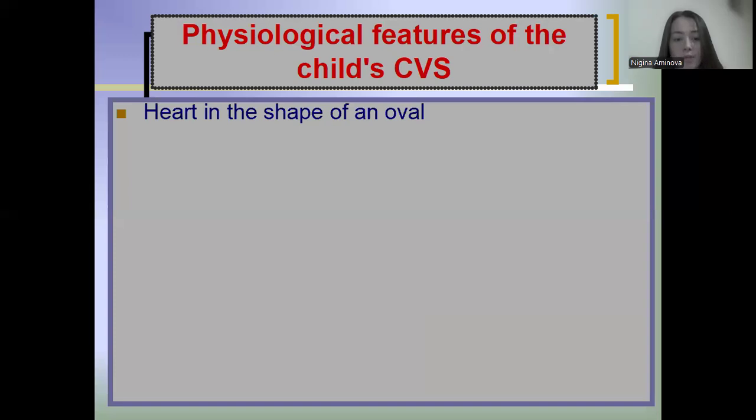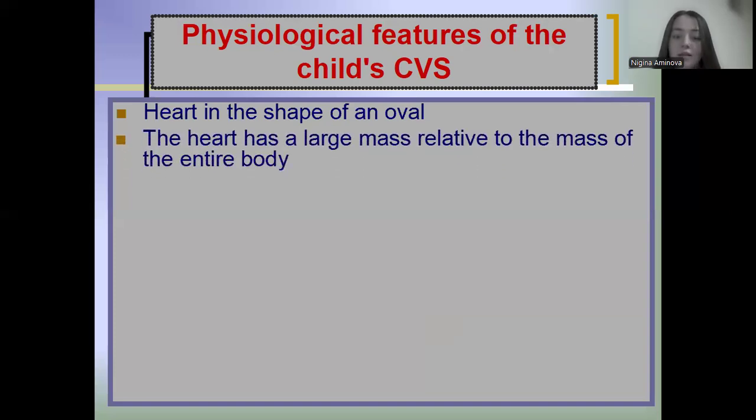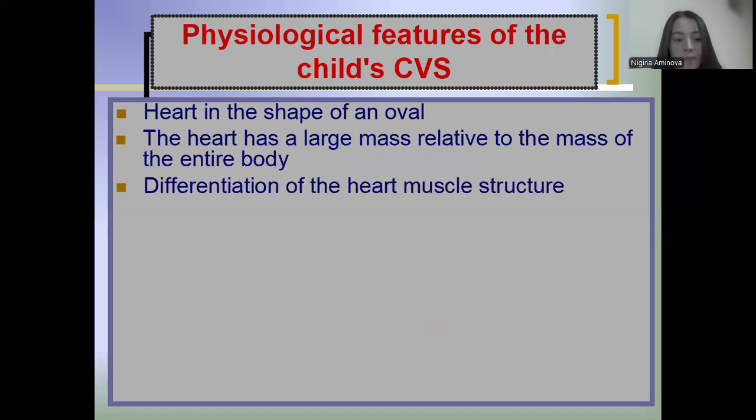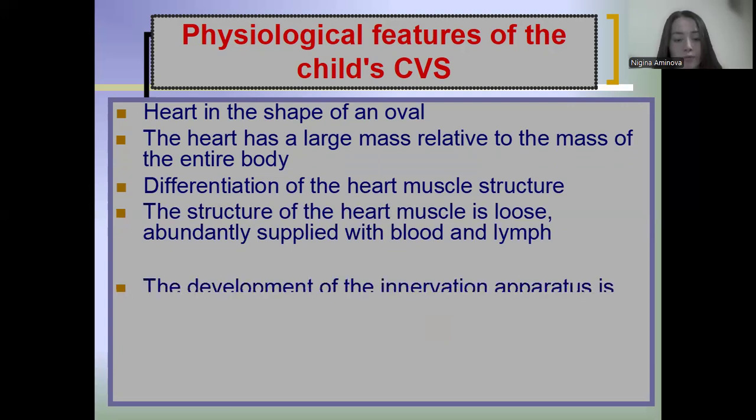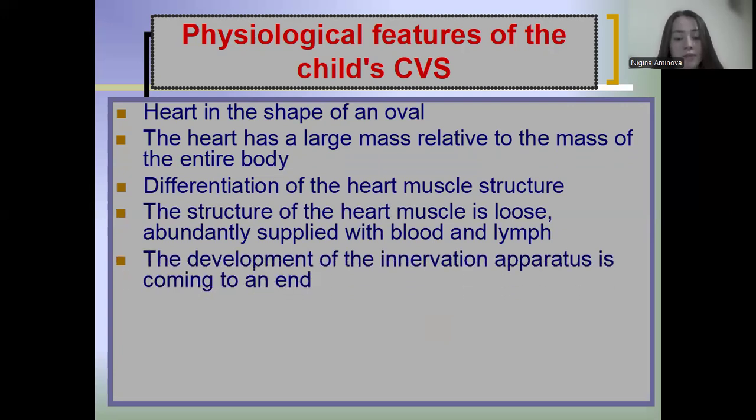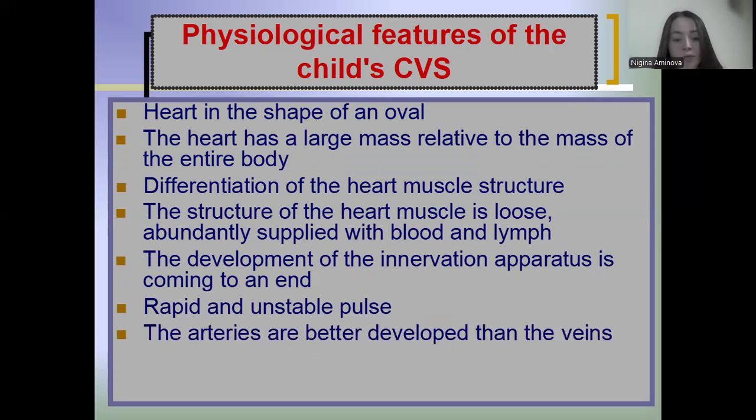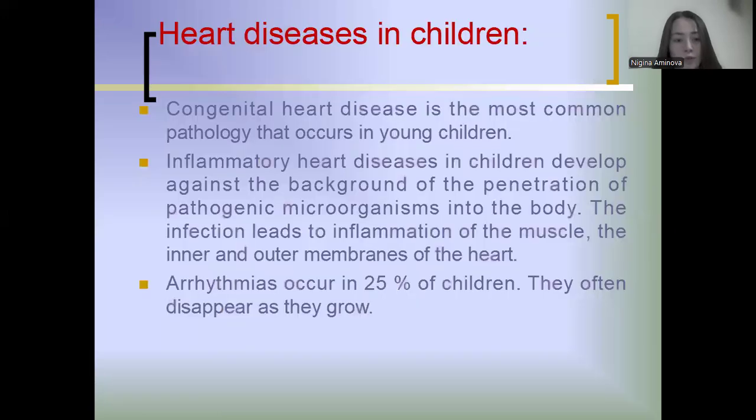Heart in the shape of an oval. The heart has a large mass relative to the mass of the entire body. Differentiation of the heart muscle structure. The structure of the heart muscle is loose, abundantly supplied with blood and lymph. The development of the innervation apparatus is coming to an end. Rapid and unstable pulse. The arteries are better developed than the veins. Well-developed capillary network.